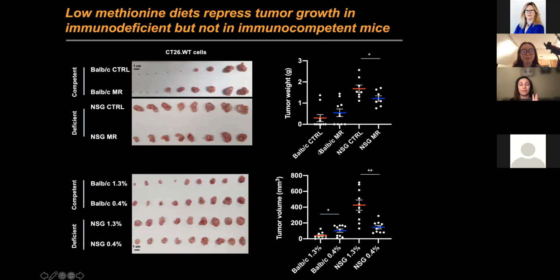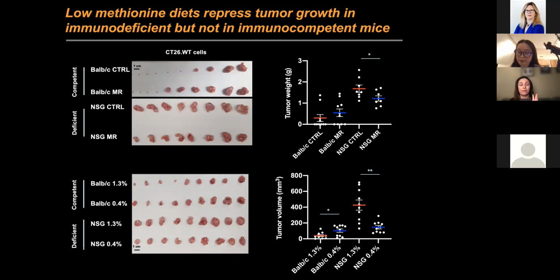When this experiment was repeated using a 1.3% diet and a 0.4% diet, you can see even more dramatic differences. In the immunodeficient NSG mice, methionine restriction repressed tumor formation. However, in the immunocompetent mice, methionine restriction promotes tumor formation. So, as we suspected, the tumor's response to methionine restriction is really dependent on the status of the host immune system.